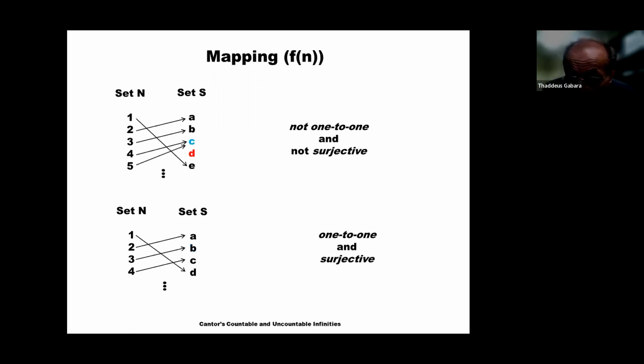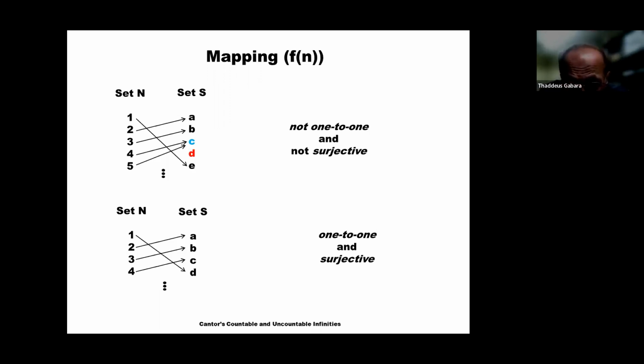Now here, let's take a look at the condition of not having one-to-one and not being surjective. So when we start mapping from the left to the right, from the N to the S, we see that we don't have everything covered. D is not covered, so it's not surjective. And furthermore, C happens to be pointed to by 4 and 5. So this is not a one-to-one.